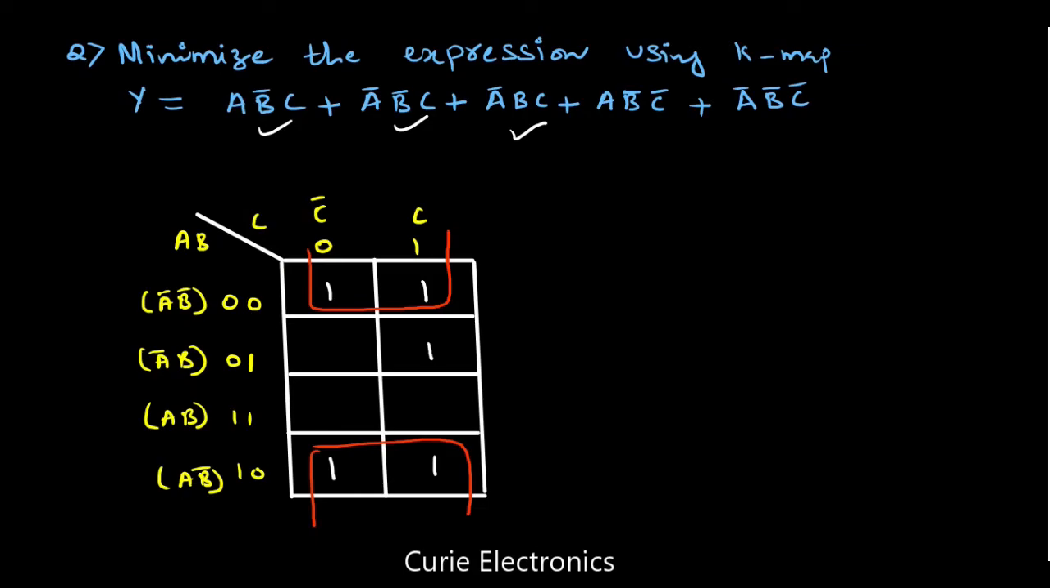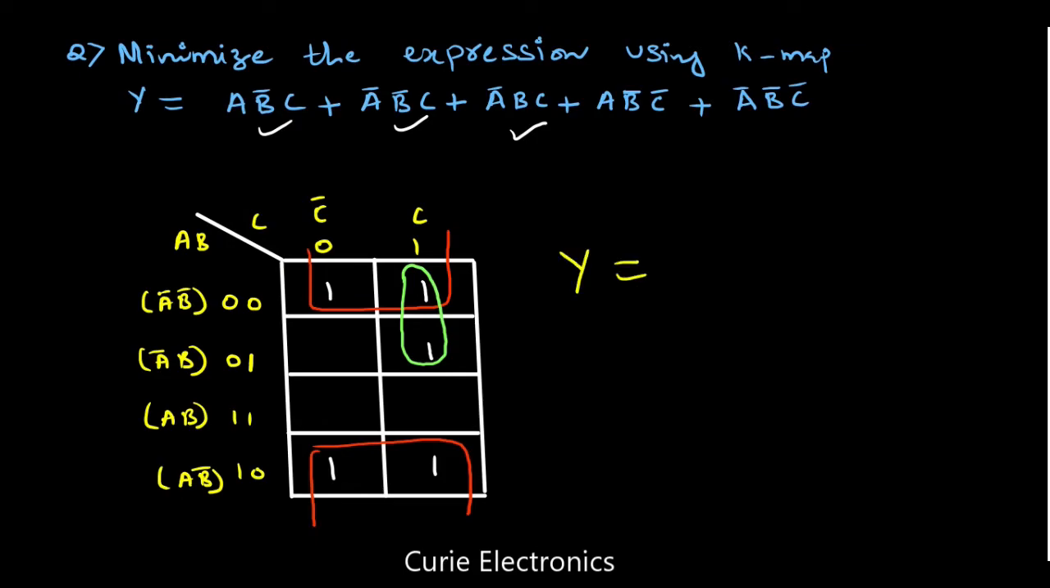What about the next one? Next, these two we can group it. Now all ones we have taken care of. So if you group the edge ones, that is 1 1 with the other, let me mark with this green color. Now first we are going to write Y, the minimized expression.